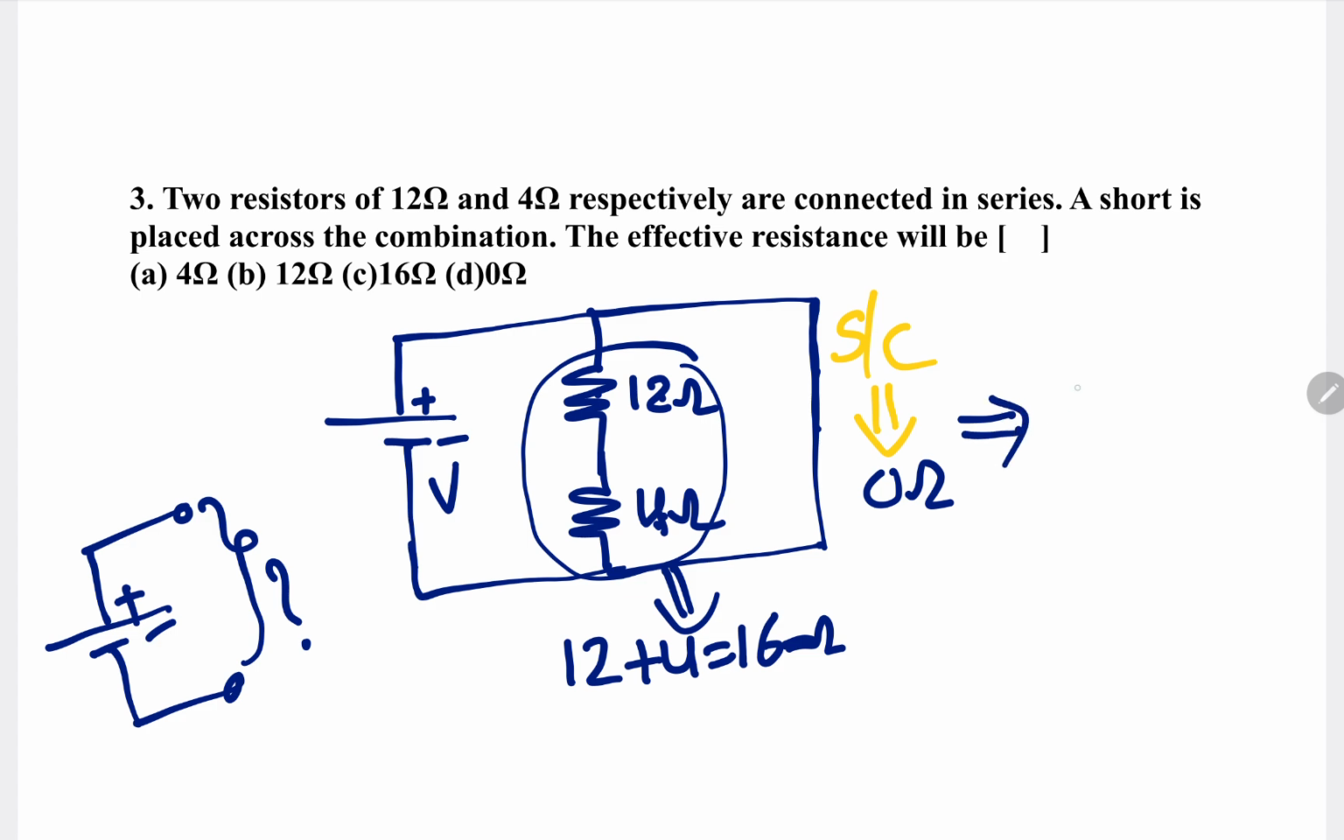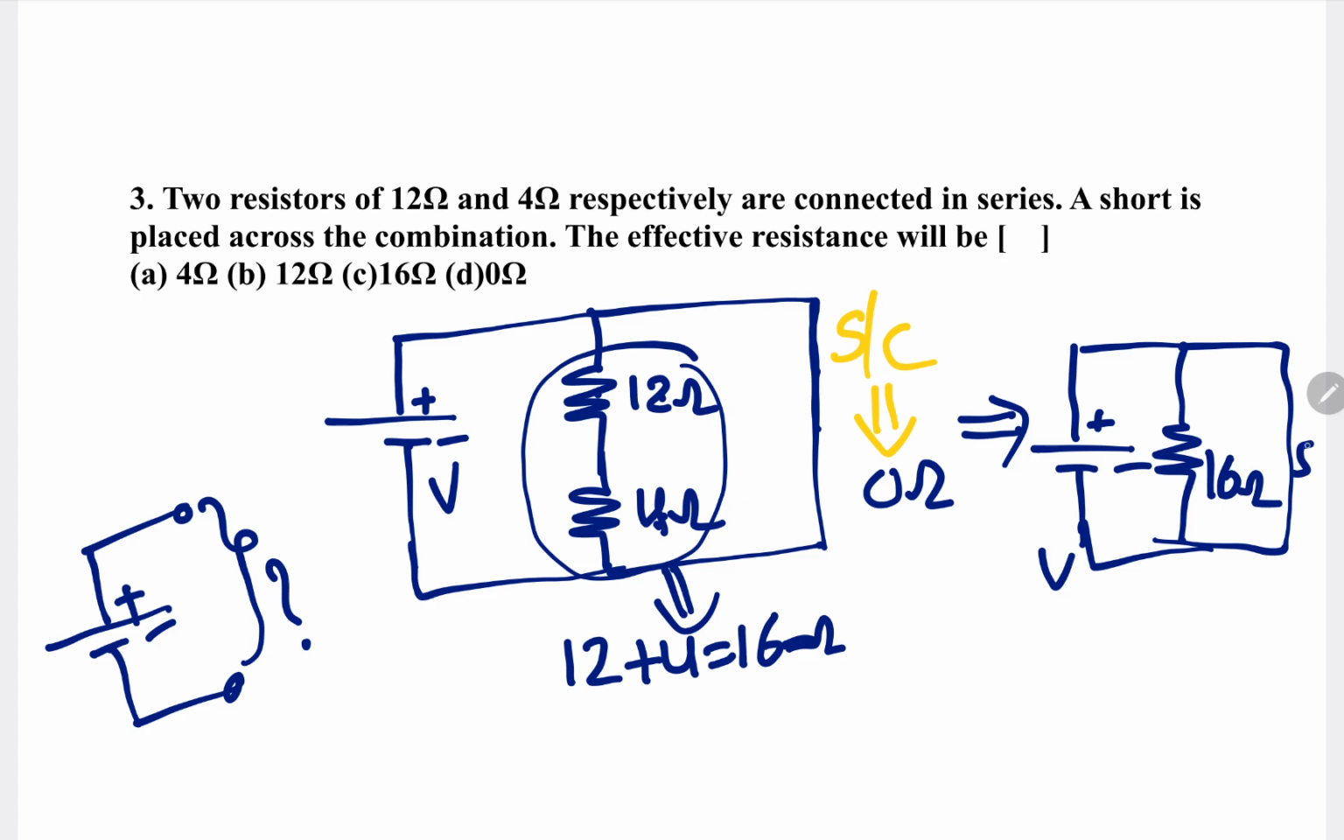Then you replace the circuit like this. This is the battery, no change in the battery. Here I got 16 ohm resistance and here I got a short circuit. So short circuit is nothing but how much resistance? 0 ohm.